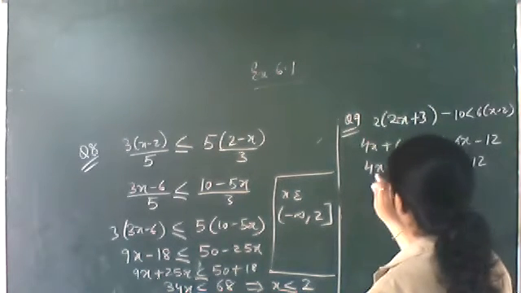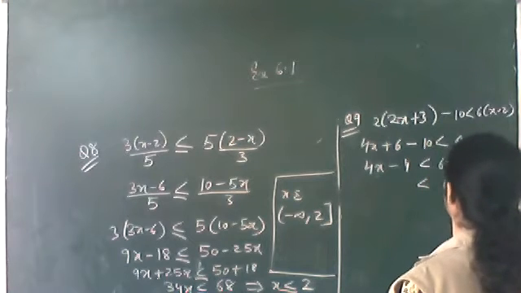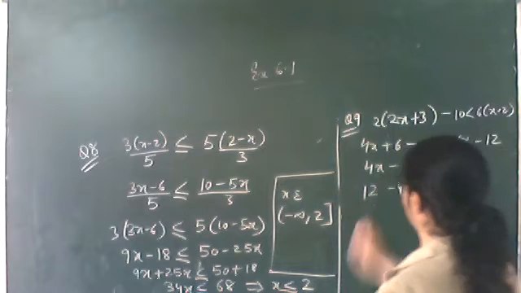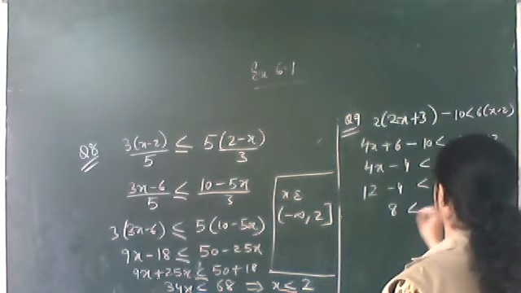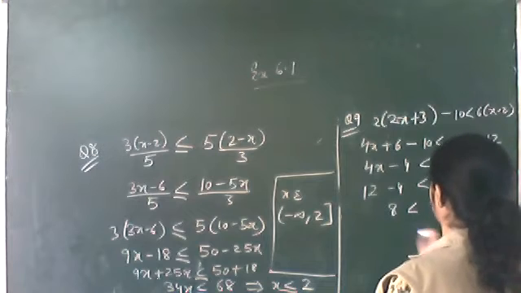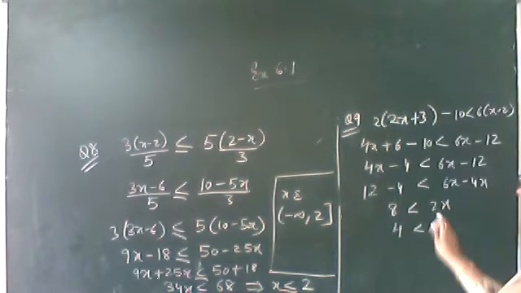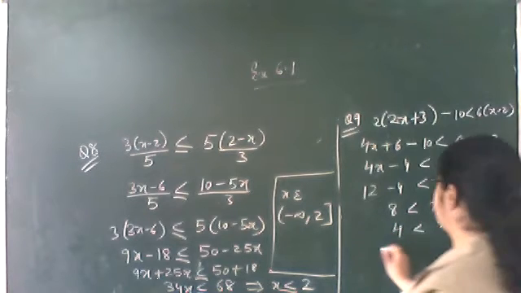Now you can take 2x that side. So it will be what? 6x minus 2x this side, minus 4 minus 12 will go that side and will be plus 12. So 12 minus 4 is what? 8 is less than 4x. So you can say 4x is greater than 8, x is greater than 2. So the value of x is greater than 2.